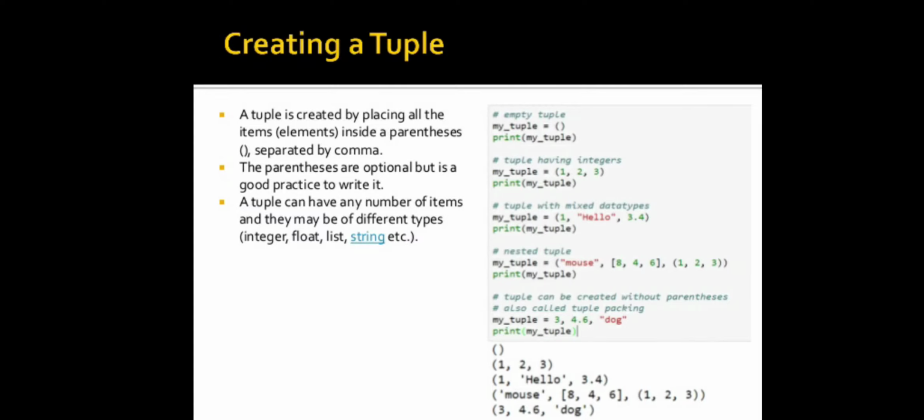In the same way, we created a nested tuple. Here we have taken a tuple inside a tuple. We have taken mouse, then again a list, because it contains square brackets, then again a tuple inside a tuple. A tuple can be created without parentheses, and this is also called tuple packing, which we will study later.